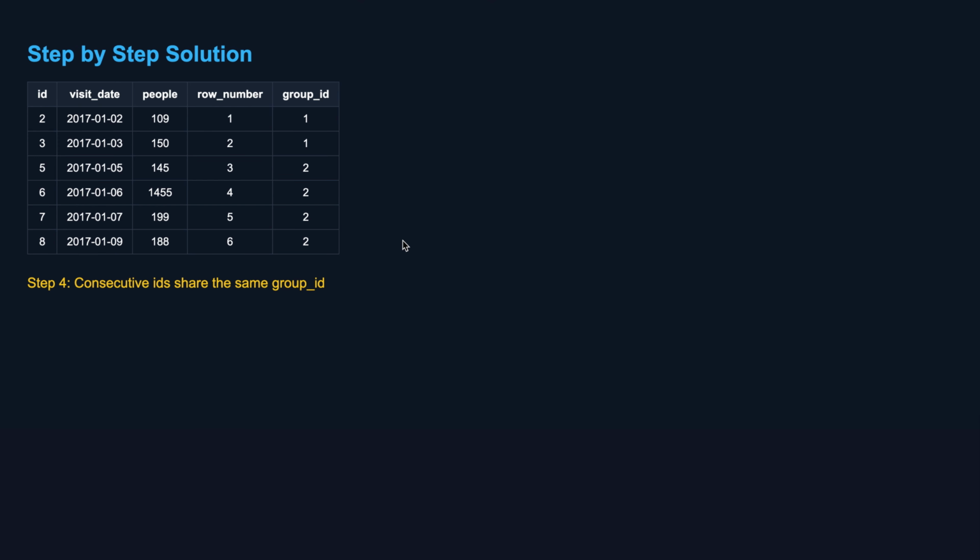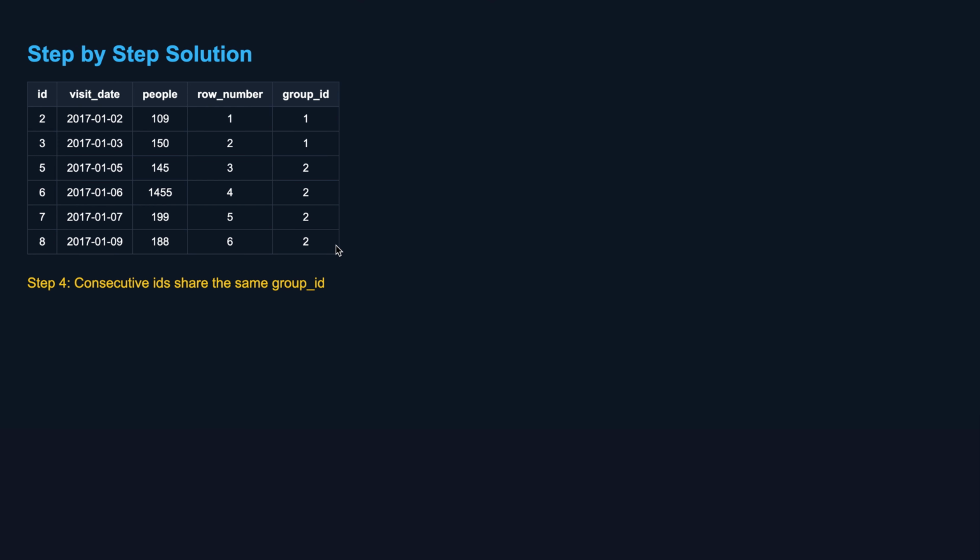Okay, so now we count how many rows exist inside each group, right? So again we will use a window function. We will just count the number of rows over partition by group ID that we have just assigned. And this will count how many rows share the same group identifier. So for the group that contains ID 5, 6, 7 and 8, the count becomes 4, right? And this tells us that this sequence contains 4 consecutive high traffic days.